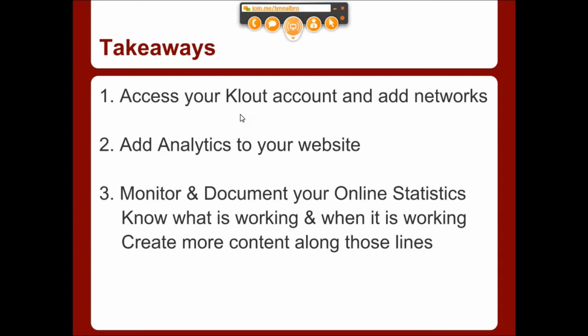Number 2, add analytics to your website. And like I said earlier, there are several ways to do that. I'm using Google Analytics and Jetpack for WordPress, and each one of them gives me a little bit different view. And then finally, monitor and document your online statistics. In order to know what is working, it's much easier to see it in a written form, whether that's a spreadsheet or just some notes you took as you were going through those different sites. You need to know what is working and when it is working. Again, that should be in your notes. And then you need to create more content and present it along those lines.